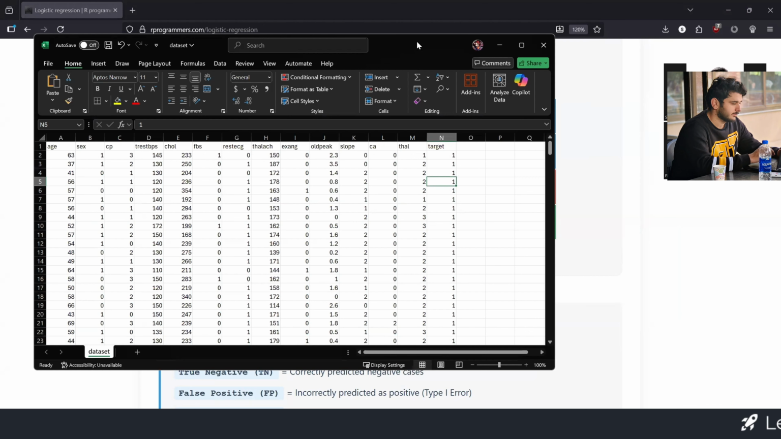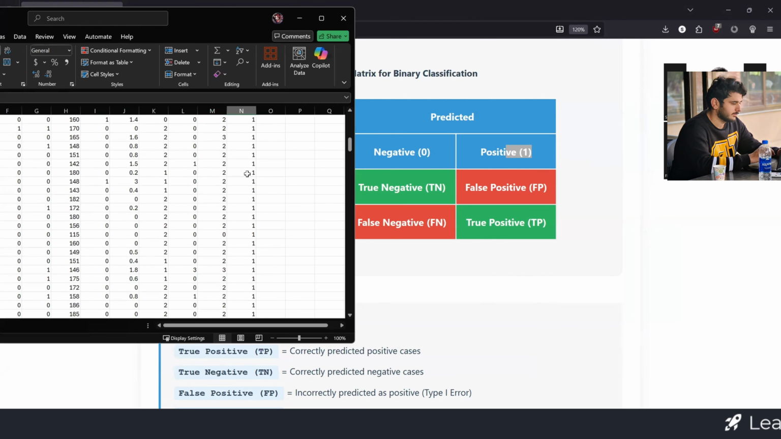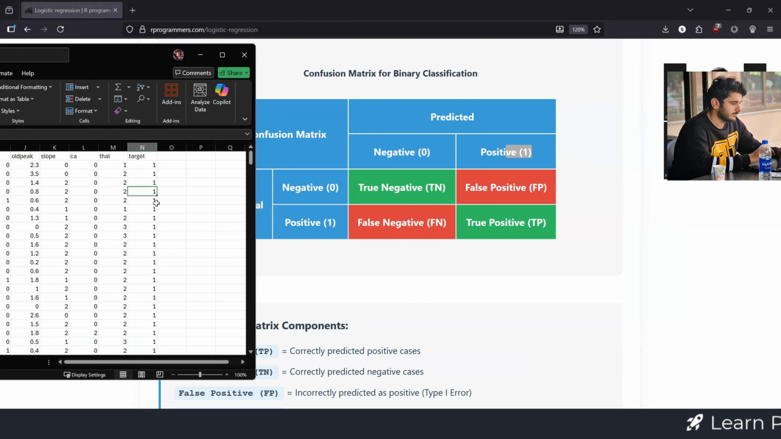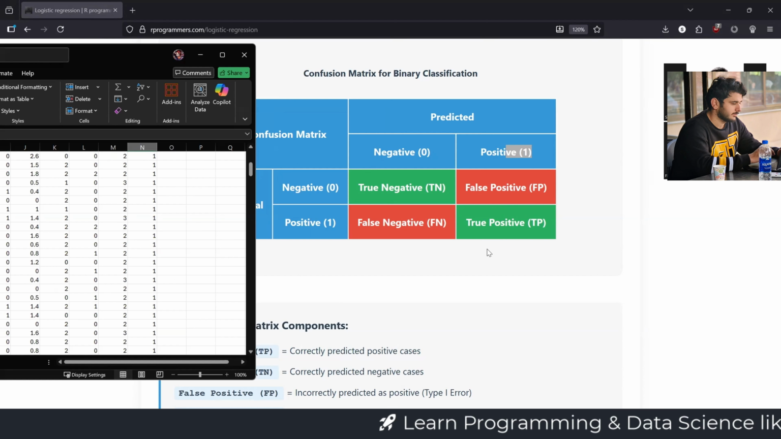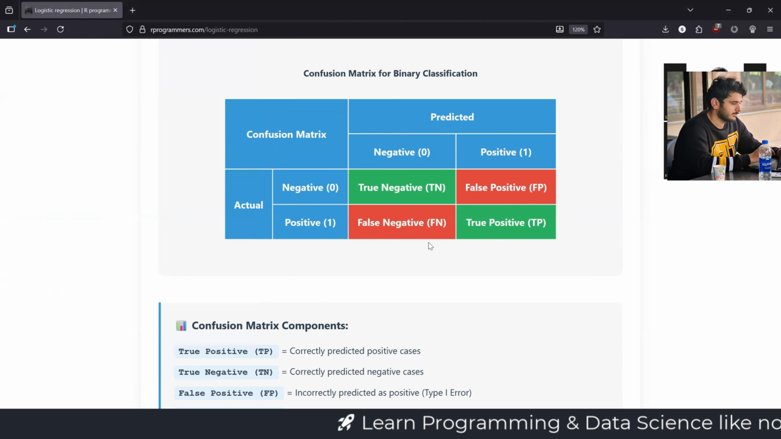Now we have this data set, which actually has zeros and ones. If we are trying to predict this particular entry, which is actually a 1, so a positive value, but we predict negative, a 0, it will go to this block. And if we correctly predict that it's 1, then it will go to this block. In that sense we get these blocks filled, and based on that we calculate accuracy and different metrics.